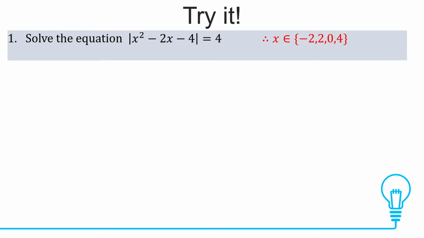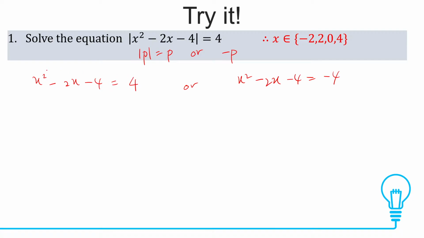We have the absolute sign and then the equal sign, and fortunately, our absolute value is on the left hand side and stands alone, so we do not need to do much. Directly we can use the definition of absolute value: |p| becomes p or negative p. So my left hand side is x squared minus 2x minus 4 equals positive the right hand side, and the second one is x squared minus 2x minus 4 equals negative 4.